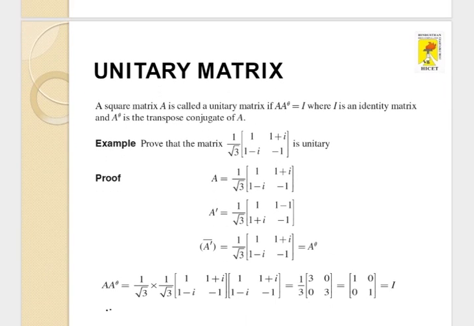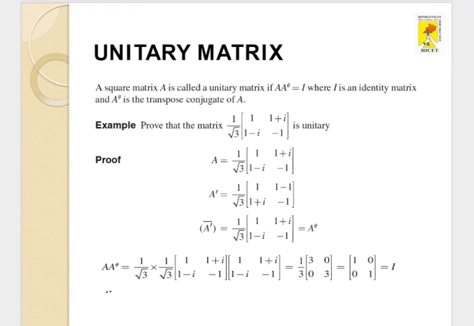Next, unitary matrix. A square matrix A is called a unitary matrix if A into A power theta equals I, where I is an identity matrix that we all know, and A power theta is the transpose conjugate of A. Now, for example, you see here, the problem is given as: prove that the matrix given is unitary. Let us give the name A equal to 1 by root 3, 1, 1 plus i, 1 minus i and minus 1.